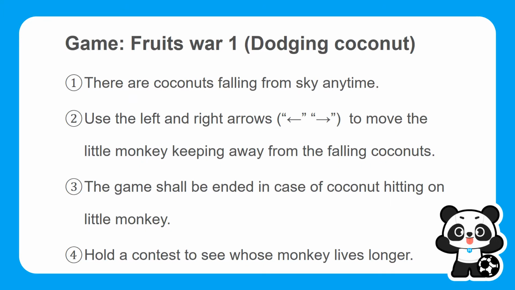1. There are coconuts falling from the sky at any time. 2. Use the left and right arrows to move the little monkey, keeping away from the falling coconuts. 3. The game shall be ended in case of a coconut hitting the little monkey. 4. Hold a contest to see whose monkey lives longer. How can this challenging game be achieved by programming?